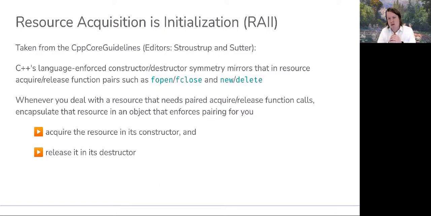Whenever you deal with a resource that needs paired acquire and release function calls, whether it's opening and then closing a file, or allocating and then deallocating memory on the free store, we can encapsulate that resource in an object that enforces the pairing for you. We would open the file or acquire the resource, whatever it may be, in the constructor for the type that we're creating, and then we'd release it in the destructor when an object of that type is being torn down.